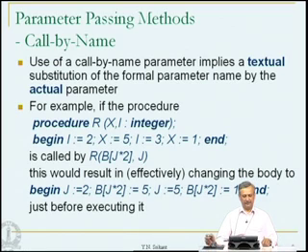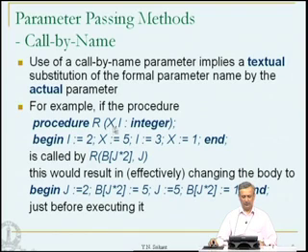Let us look at a very old parameter passing method, which is not very often used anymore in languages such as C and C++, but it is definitely used in functional programming languages. Call by name mechanism. This is in some sense a very weird parameter passing method, and let us see why. Use of a call by name parameter implies a textual substitution of the formal parameter name by the actual parameter. So, for example, you have a procedure R here.